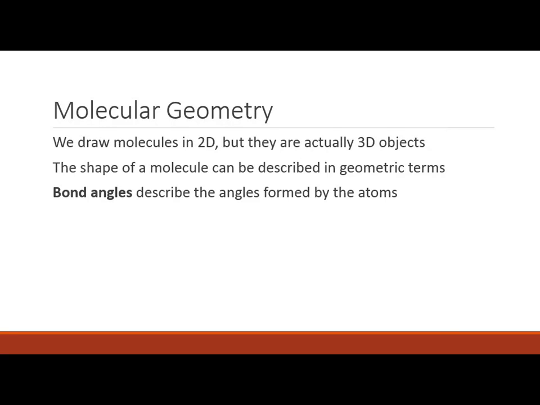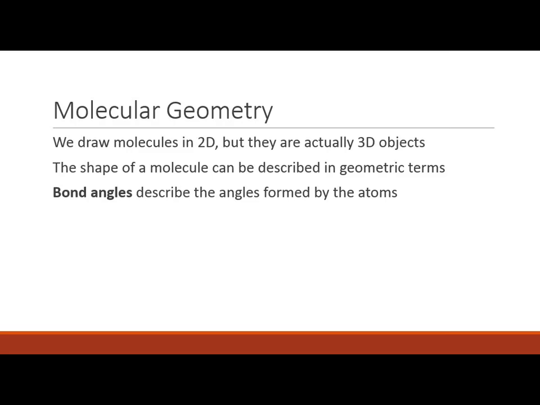All right, so we're back. We're now taking this into 3 dimensions. We're going to talk about something known as molecular geometry. We're going to describe the shapes of these molecules in 3D in geometric terms, and we're also going to use what are called bond angles to describe the angles that are formed between the atoms themselves. So are they 180 degrees apart and so forth.